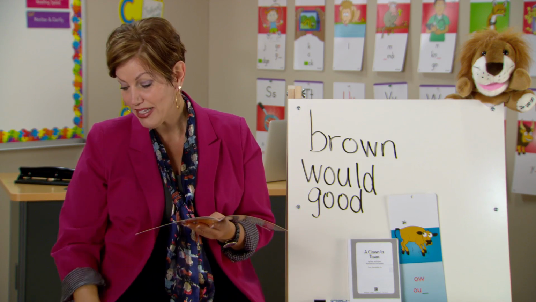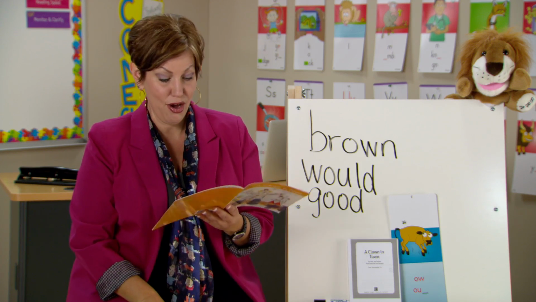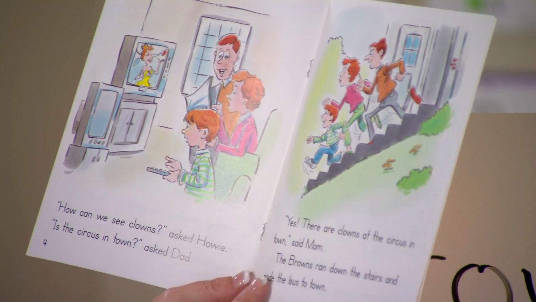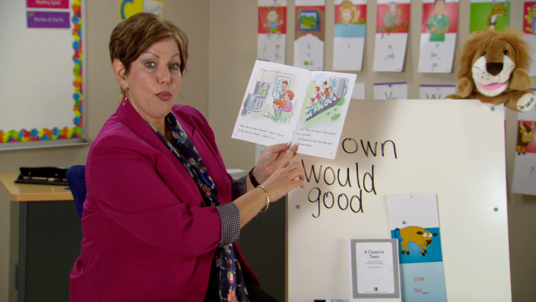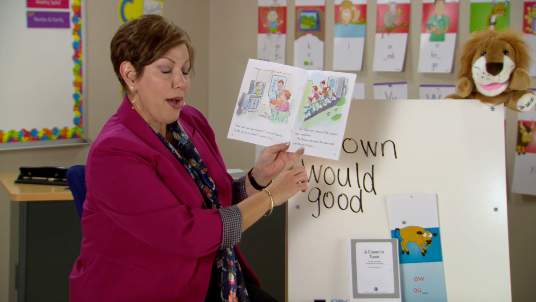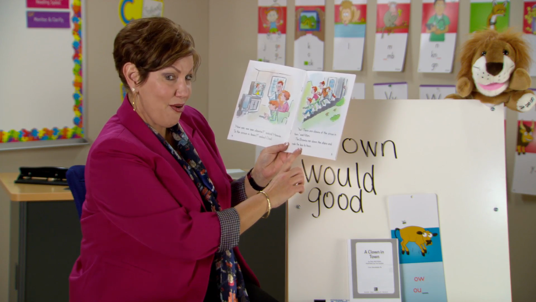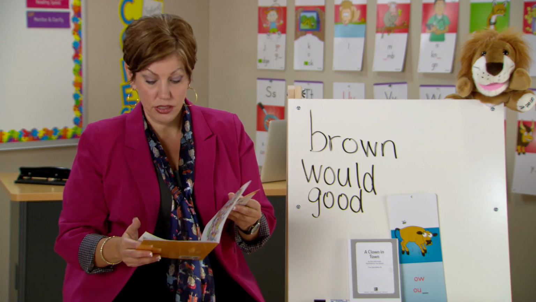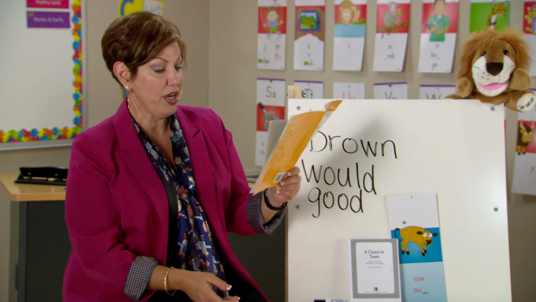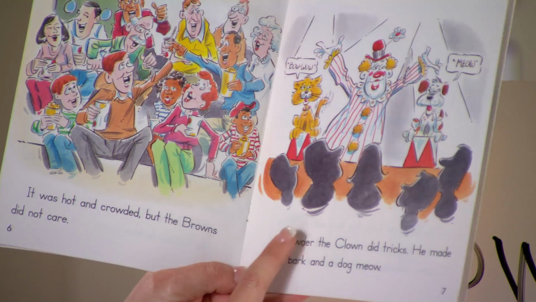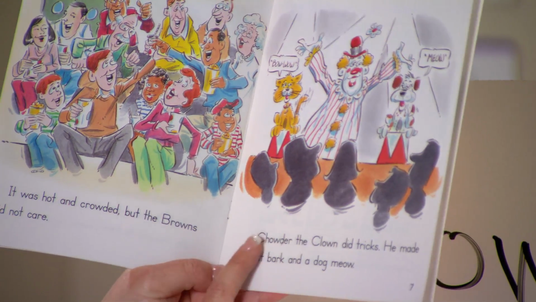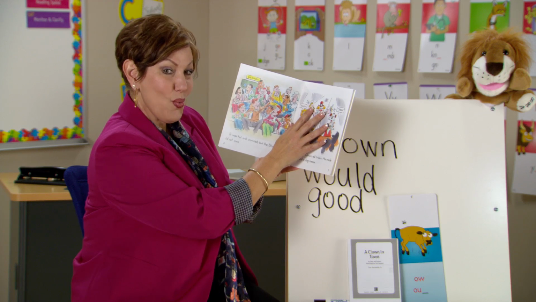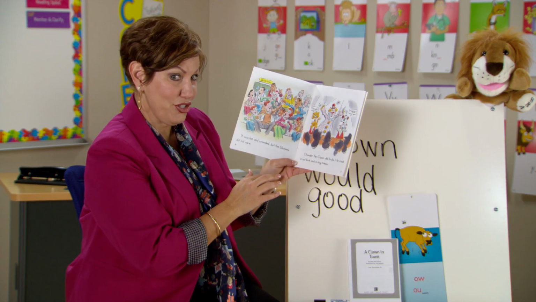So question number 1 is, how do the Browns get to town? So the students will then point and say, the Browns ran down the stairs and rode the bus to town. So they went to town with what? A bus. So the answer should be in text, okay? Question number 2 would be, on page 7, who does tricks? Boys and girls, go to page 7. Who does tricks? And the students would point to Chowder the Clown. Who does the tricks? Chowder the Clown. So point to text versus illustrations when students respond to comprehension questions.